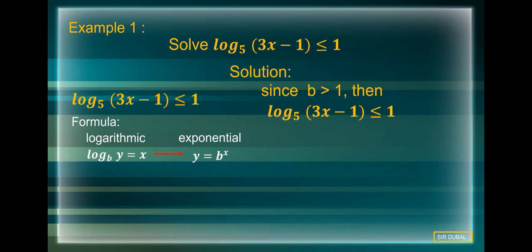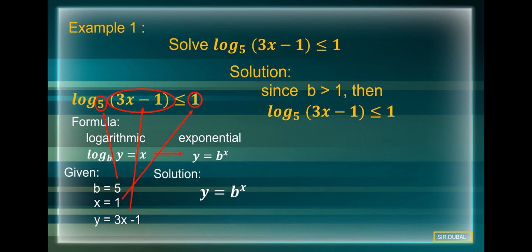To express this into exponential form, we need to identify the given. So we have b, which is equal to 5. Our x is equal to 1. Our y is that expression, which is 3x minus 1. Since we already identified the given, we are now going to use the exponential equation, which is y is equal to b to the power of x.